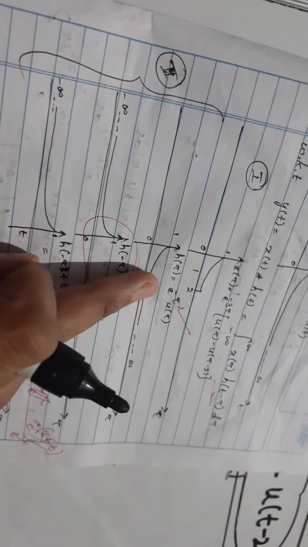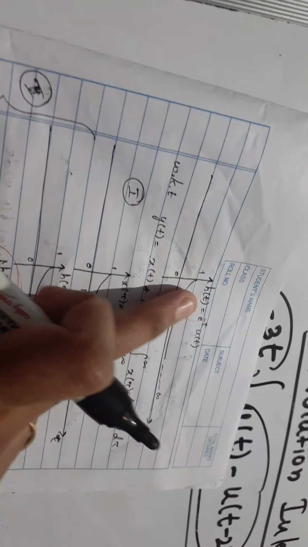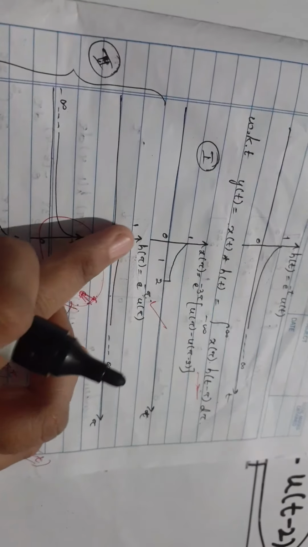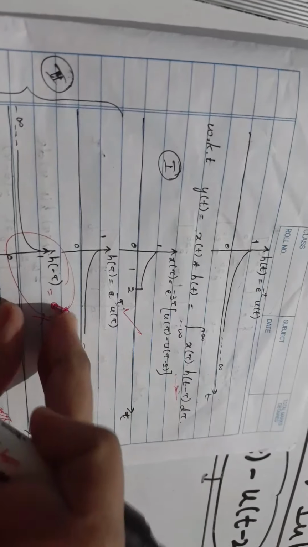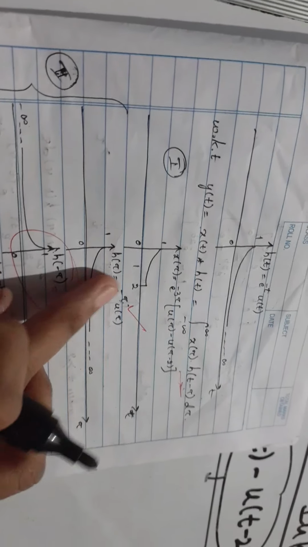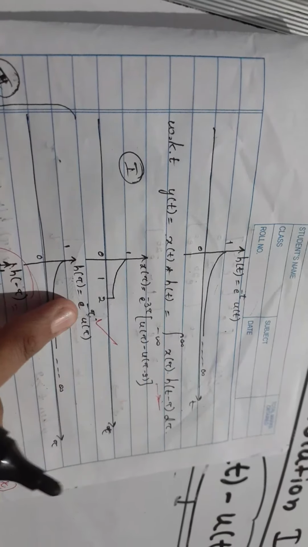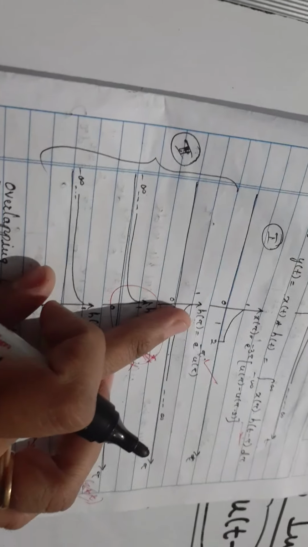Similarly, let us draw the h of tau. h of t is already given. We have already drawn this. Simply replace t by tau. You will get a similar curve. If you just observe, t is replaced with tau, and even at the RHS, t is replaced with tau. Okay, so h of tau we have drawn.